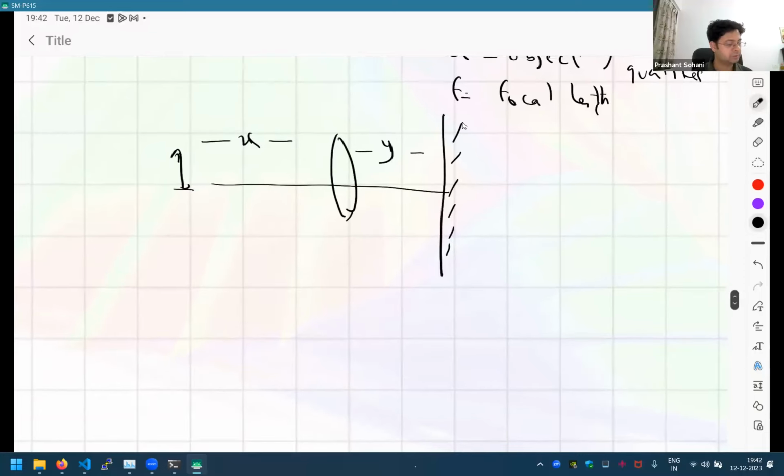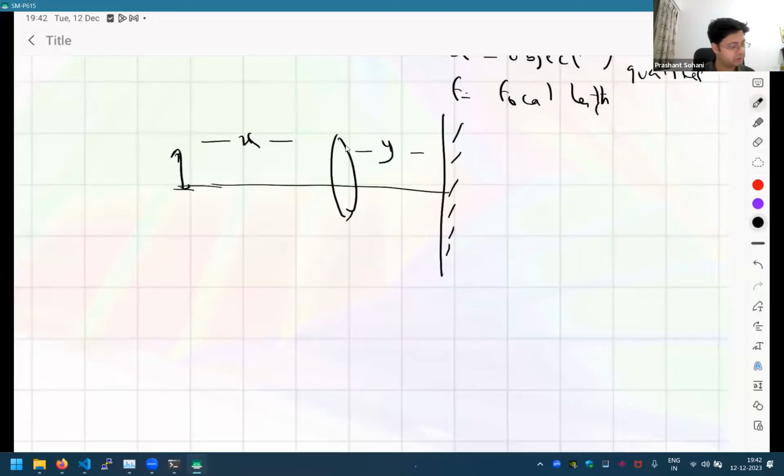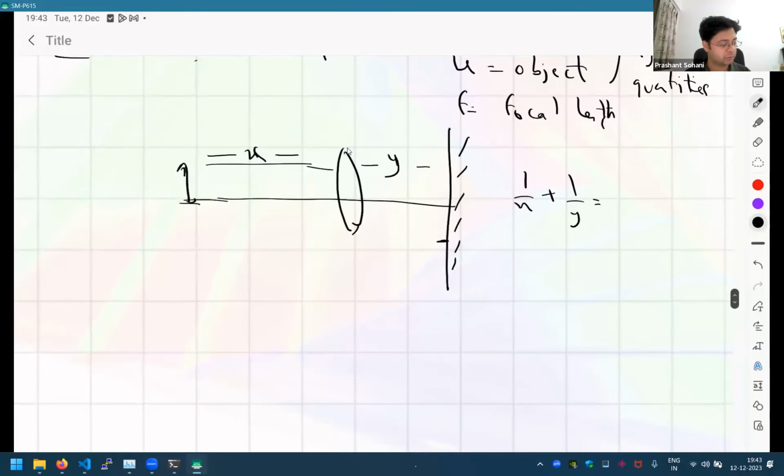What is given is that the object forms a sharp inverted image on the screen. So at these particular distances, the values satisfy the lens equation: 1 upon x plus 1 upon y is equal to 1 upon f. Again, I'm using x and y, the positive version, because I'm ignoring the signs over here. So this is the first equation that you get.